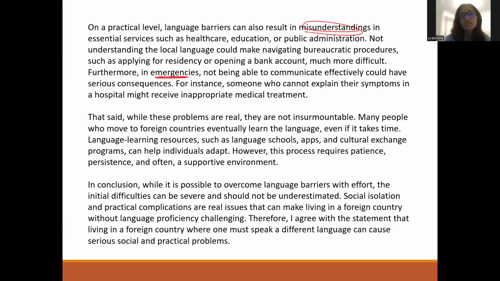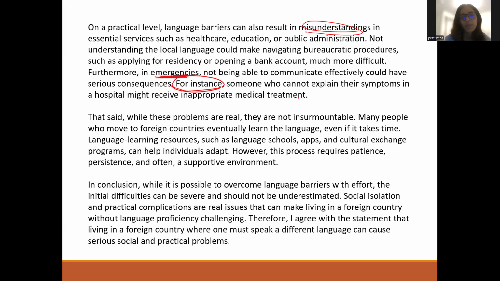So, for emergency situations, practical situations, government situations, documentation, all of these things, it can cause problems. For instance, someone who cannot explain their symptoms in a hospital might receive inappropriate medical treatment, right?